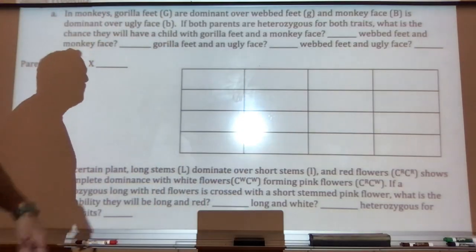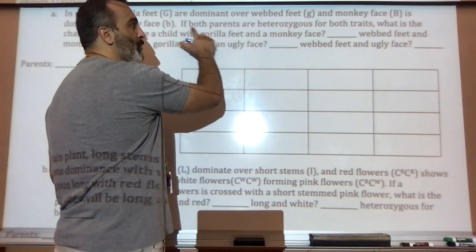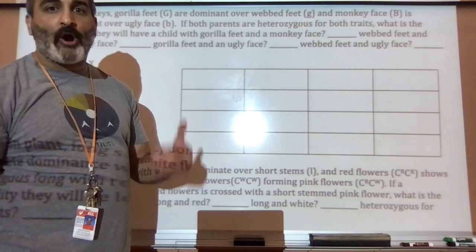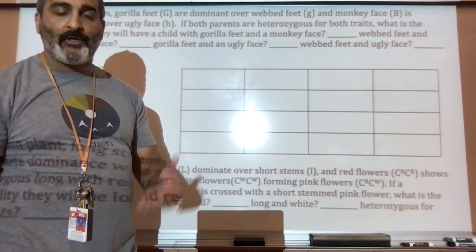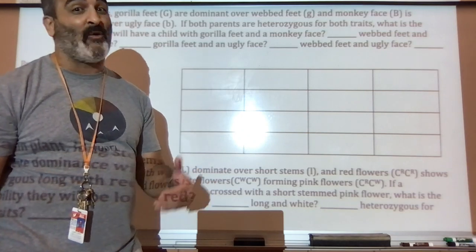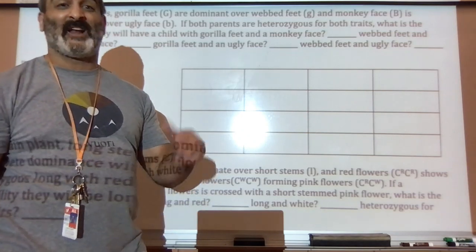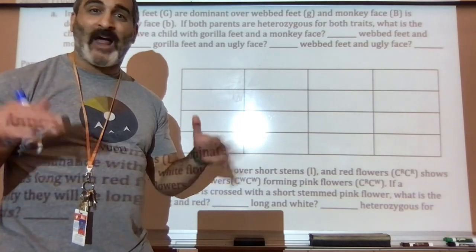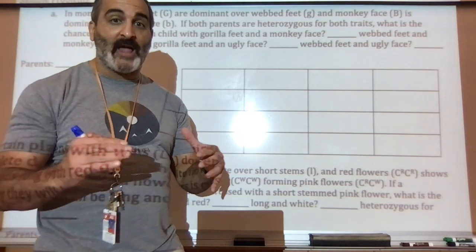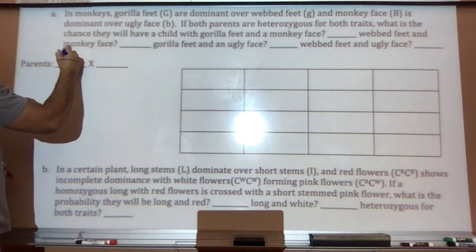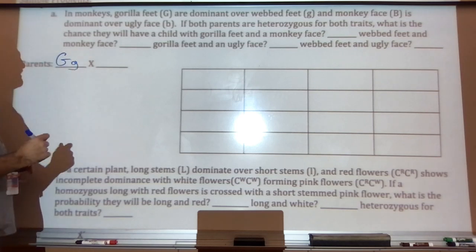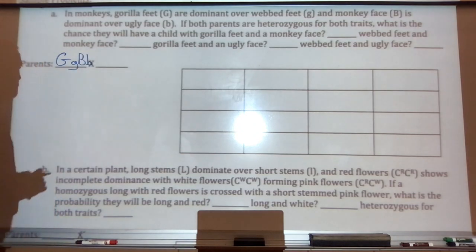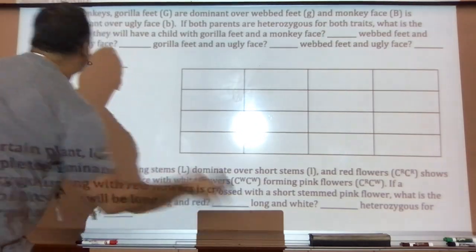Okay. Then I tell you both parents, that means mom and dad, are heterozygous for both traits. You need to know what heterozygous means. That means you got one of each kind. That means you got a capital and a lowercase for each kind. So both parents, mom and dad, are the same. They're both heterozygous for the G's. Let's first do the G's. That's heterozygous for the G's, okay? And heterozygous for the B's, okay? Let me slide that over so you can see it a little bit better.